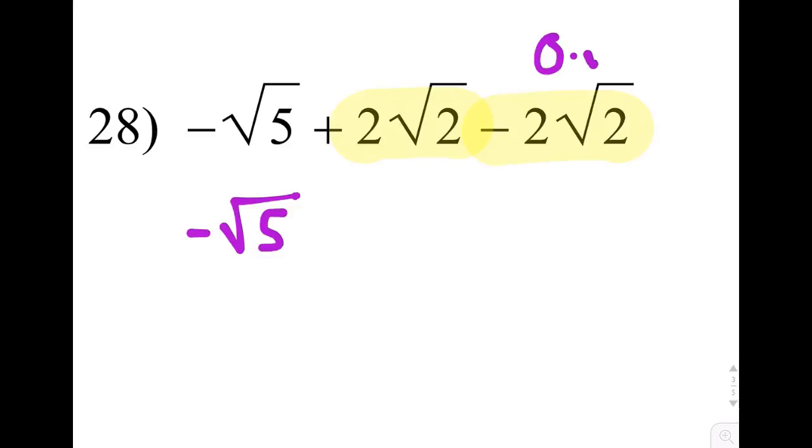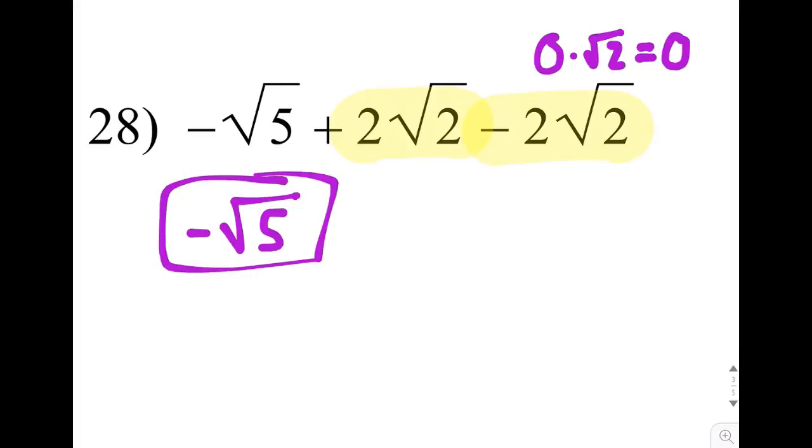And 0 times the square root of 2, well, 0 times anything is 0. And if we add that on to what we have, anything plus 0 is just itself. So that's it. That's our answer. So when things like that happen, poof, negative root 5.